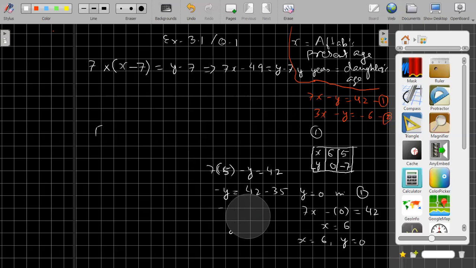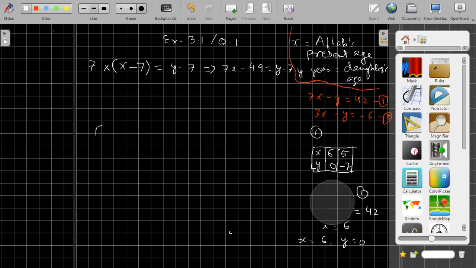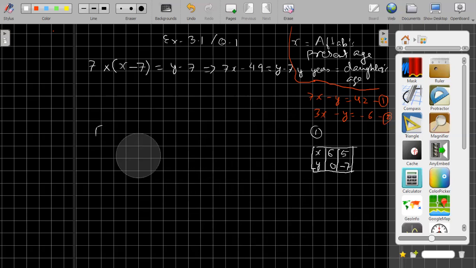In equation number 2, I will solve here. Equation number 2 is 3x minus y is equal to minus 6, correct? Now here I will draw the table for equation number 2. You have to draw in a sequence, first solving this and then this, but because of not having the space, I am doing it like this.